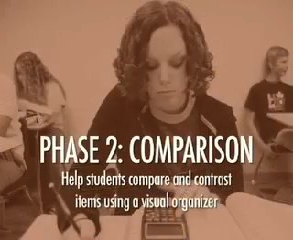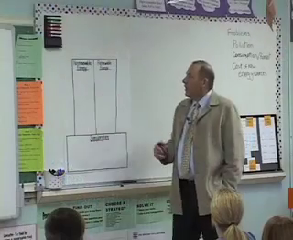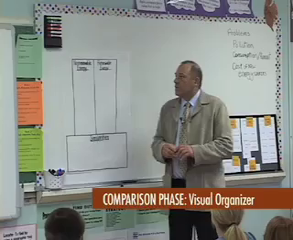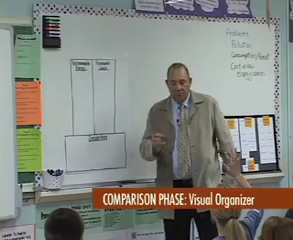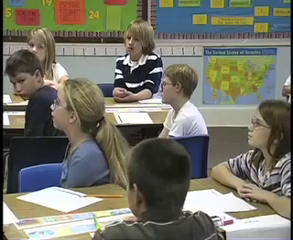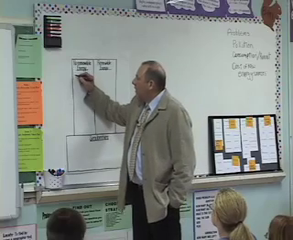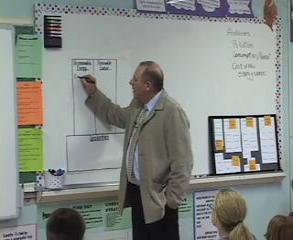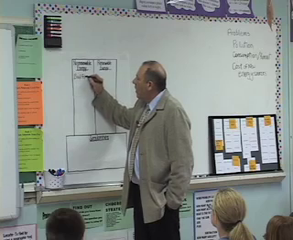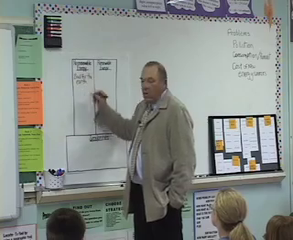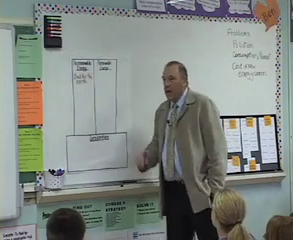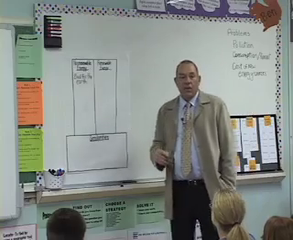The second phase is comparison. The goal in this phase is to help students compare and contrast the items using a visual organizer. Let's begin with differences. What's a difference that you would say about non-renewable energy that's different than renewable? Hannah? It's bad for the earth. Okay, so it's bad for the earth. And we talked about global warming and the pollution that it might cause.